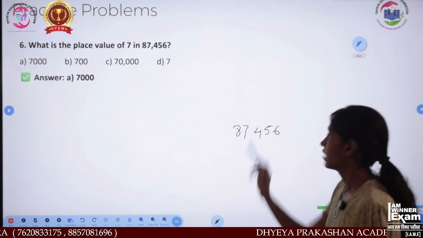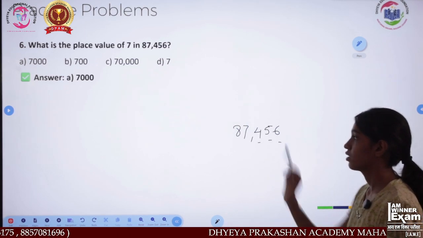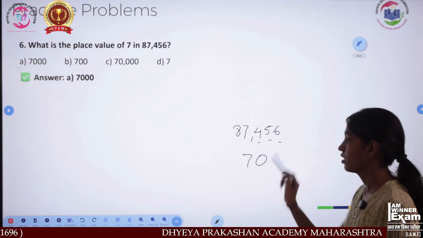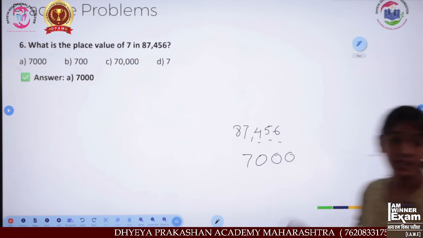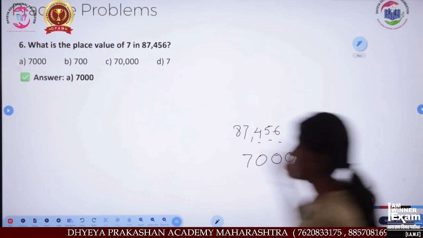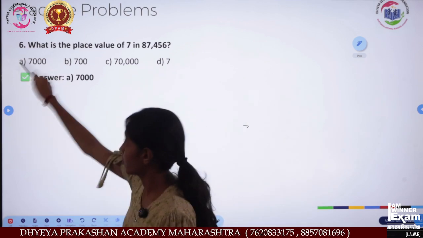87,456. After 7 there are 3 zeros, which means the place value of 7 is 7,000. Then option A is the correct option.